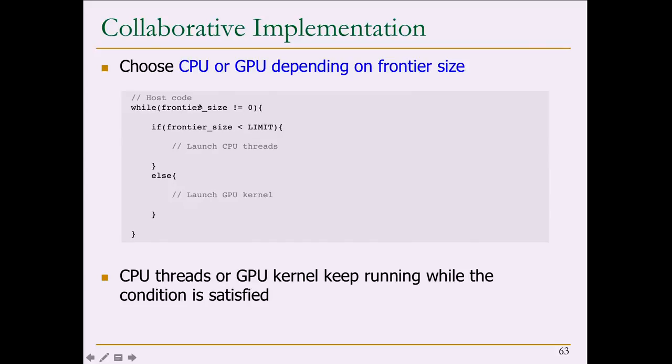While our frontier size is different from 0, and depending on this limit, which is the threshold to switch from CPU to GPU, or from GPU to CPU, we will launch CPU threads or we will launch a GPU kernel. While the size of the frontier is below or above the threshold, we will keep running the CPU threads or the GPU thread blocks using the atomic-based synchronization approach that I explained in the beginning.